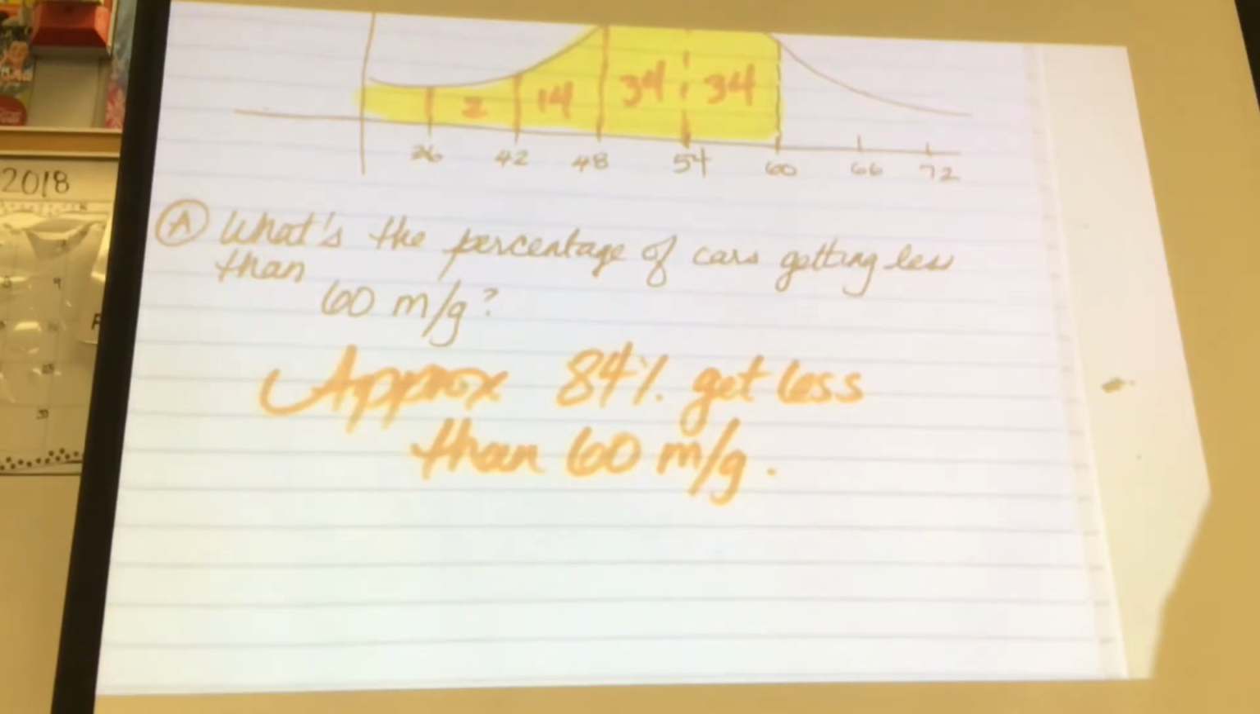What do you guys think? Pretty doable? It's exactly what you did yesterday, except now you're inserting the numbers.